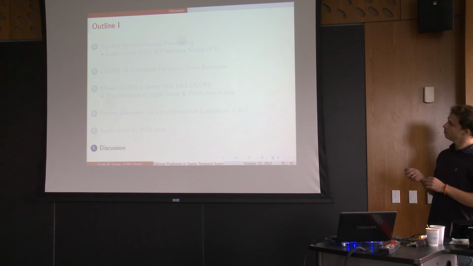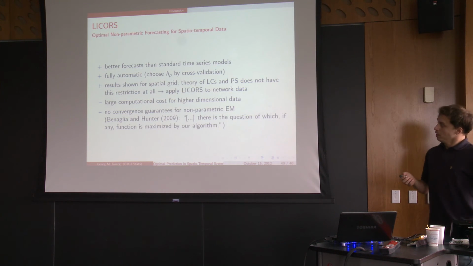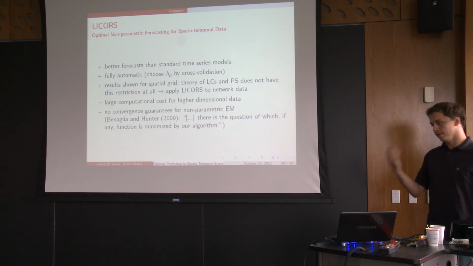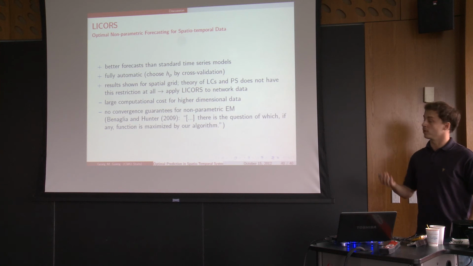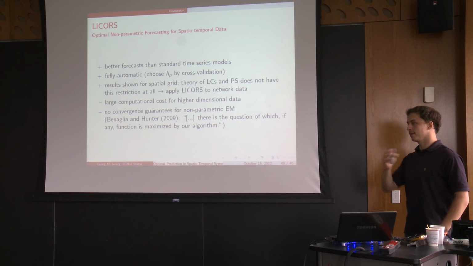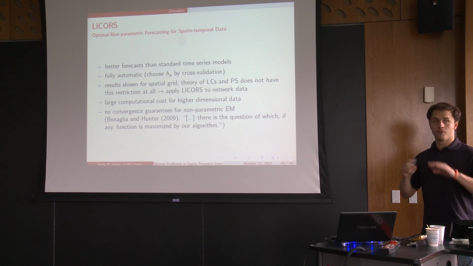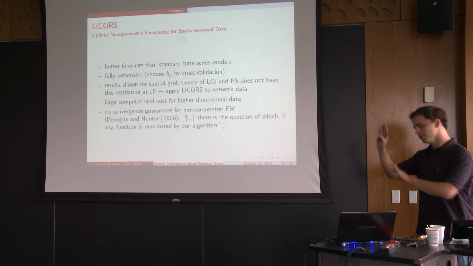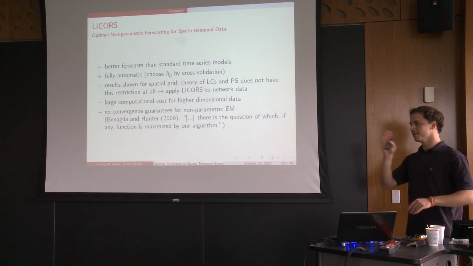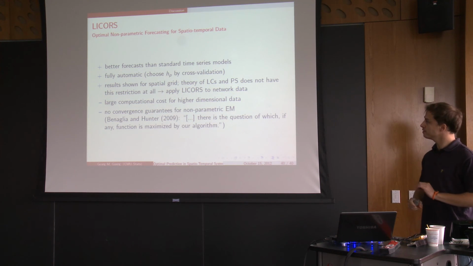The summary, discussion. I showed you LICORS, which is optimal nonparametric forecasts for spatiotemporal data. I showed you that they have much better forecasts than the standard time series models. They are fully automatic. You don't have to do anything. It figures out the parameters by cross-validation. I didn't show that because we don't have time. But you can do it by cross-validation. You figure out the parameters.